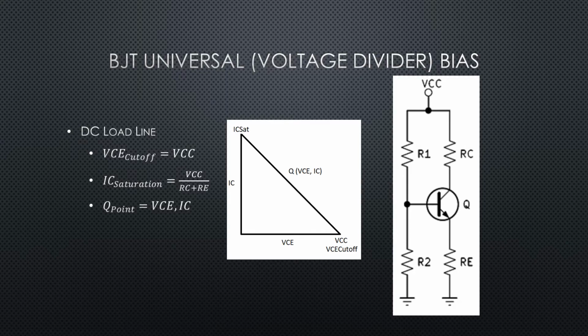And as with any biasing circuit, I need to know where I'm operating at on the DC load line. So I've got to build that DC load line. And we've talked about this in the previous videos and how important this is. The DC load line and the DC biasing for a transistor is the foundation for your amplifiers.